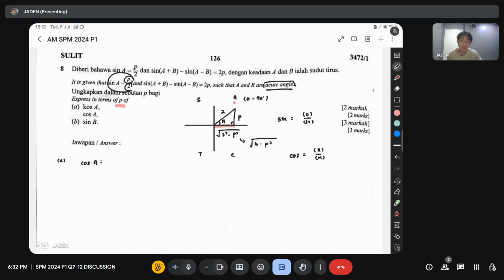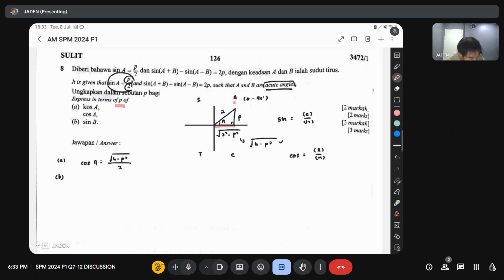So what is the adjacent? You have just found it, right? The adjacent is the square root of 4 minus P squared, divided by the hypotenuse, which is 2. So you're going to put down 2. And that's all. 2 marks over there. For B, this one will be slightly difficult, but it's okay. Once you understand, you're going to get the hang of it.